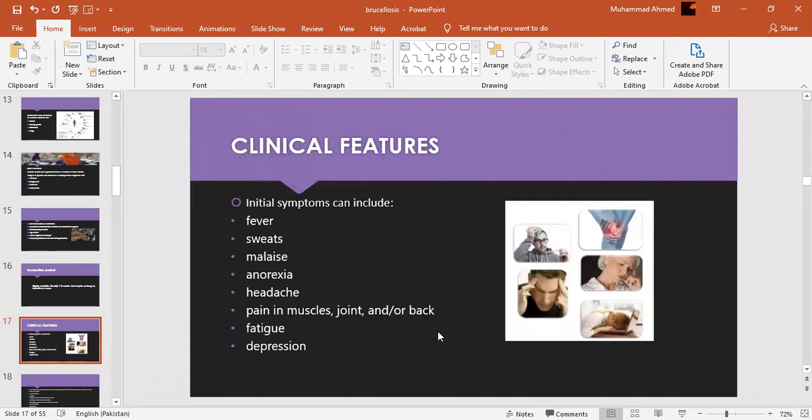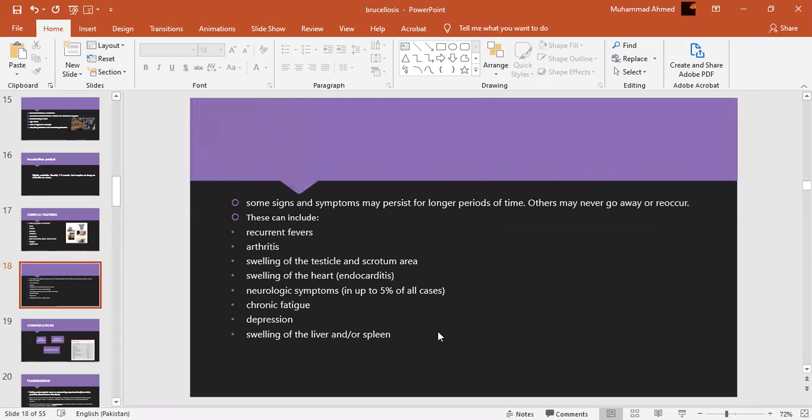Clinical features. Initial symptoms include fever, sweats, malaise, anorexia, headache, pain in muscles, joints, back, fatigue, depression. Some signs and symptoms may persist for longer periods of time, others may never go away or may reoccur. These can include recurrent fevers, arthritis, swelling of testicle and scrotum areas, swelling of the heart, that is endocarditis, neurological symptoms, chronic fatigue, depression, swelling of the liver and spleen.